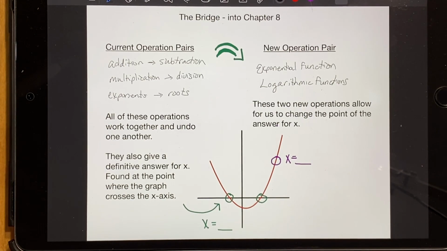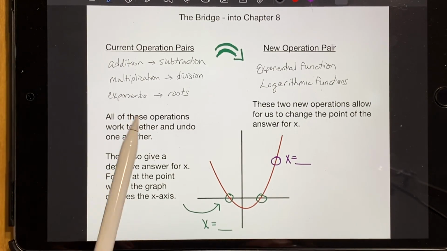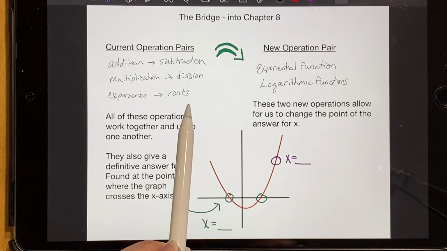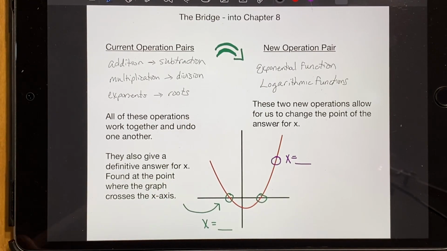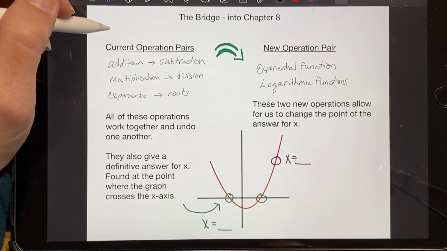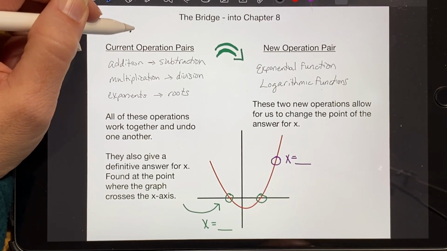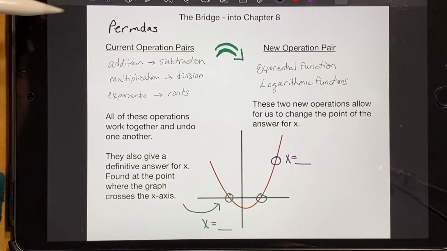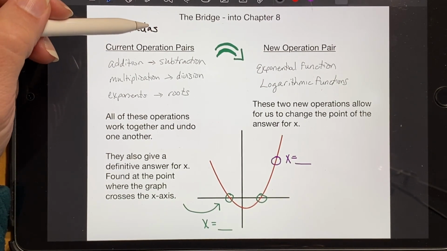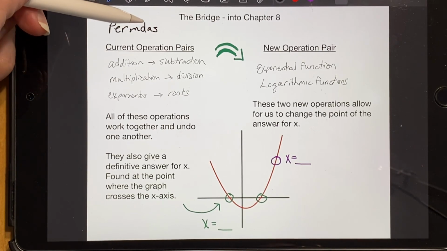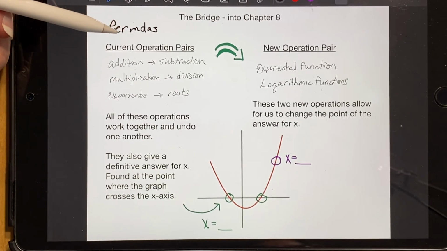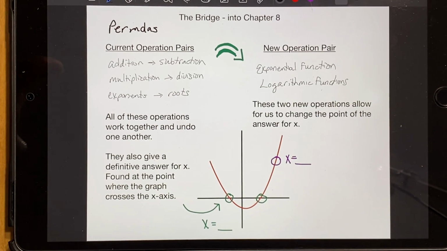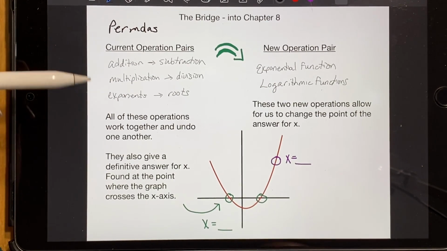So with chapter 7, our big thing was that we talked all about our exponents and roots. And so now we have all of those additional pairs. Remember, I like to call it PEMDAS, just so that we can see that everything really does have a pair. Addition, subtraction, multiplication, division, exponents, and roots. And so we all have a way to undo. If you can do something, you can undo it.